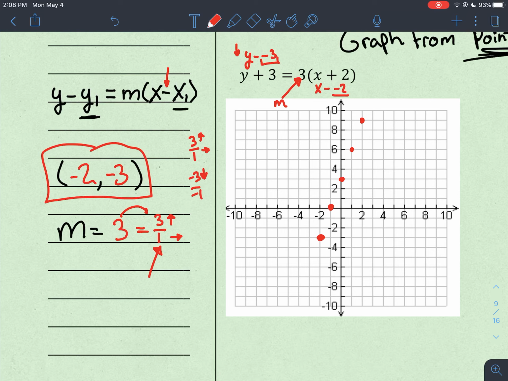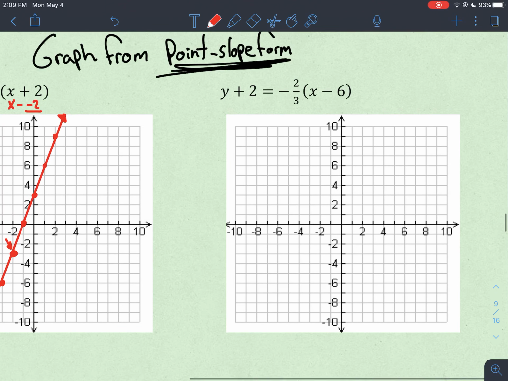That's going to tell you to go down 3 and left 1. And what you'll see is if we start at that same starting point, going down 3 and left 1, 1, 2, 3, left 1, is going to fall right in line with where we were before. So if you take a look, all of this is going to fall in a nice pretty line for us. So that would be the graph from point slope form.